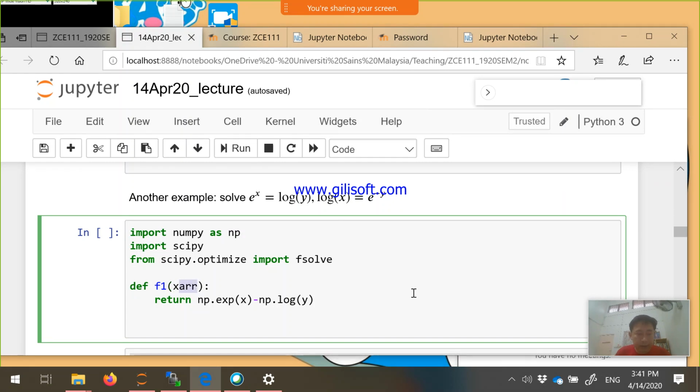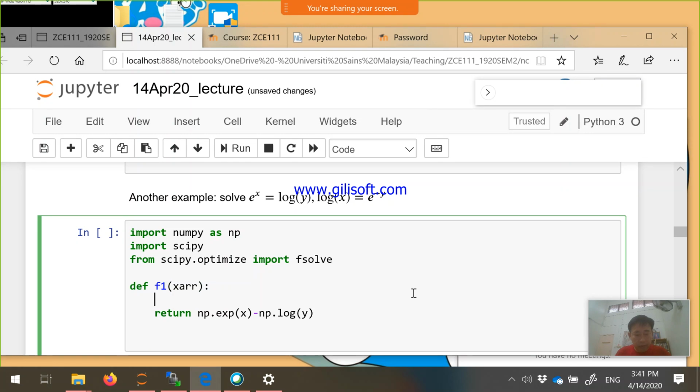Okay, so let me come back again. Now this ARR is an argument that goes into the function, and this ARR means what goes into the function f1 is an array. So x is the first element of the array, whereas y is the second element in the array. That is how we define x and y.